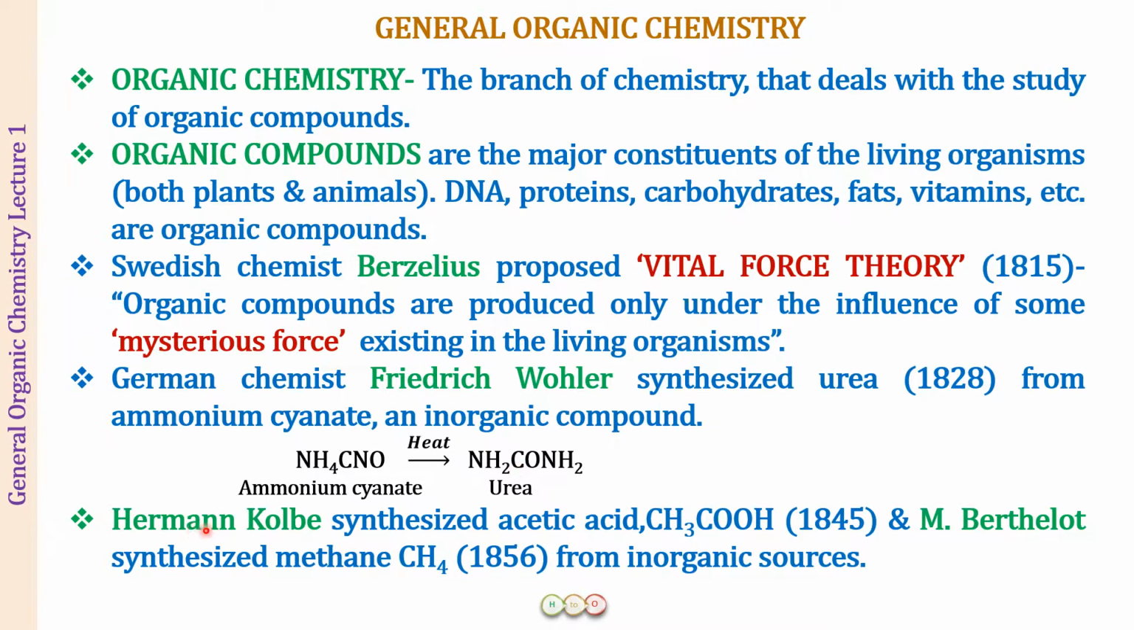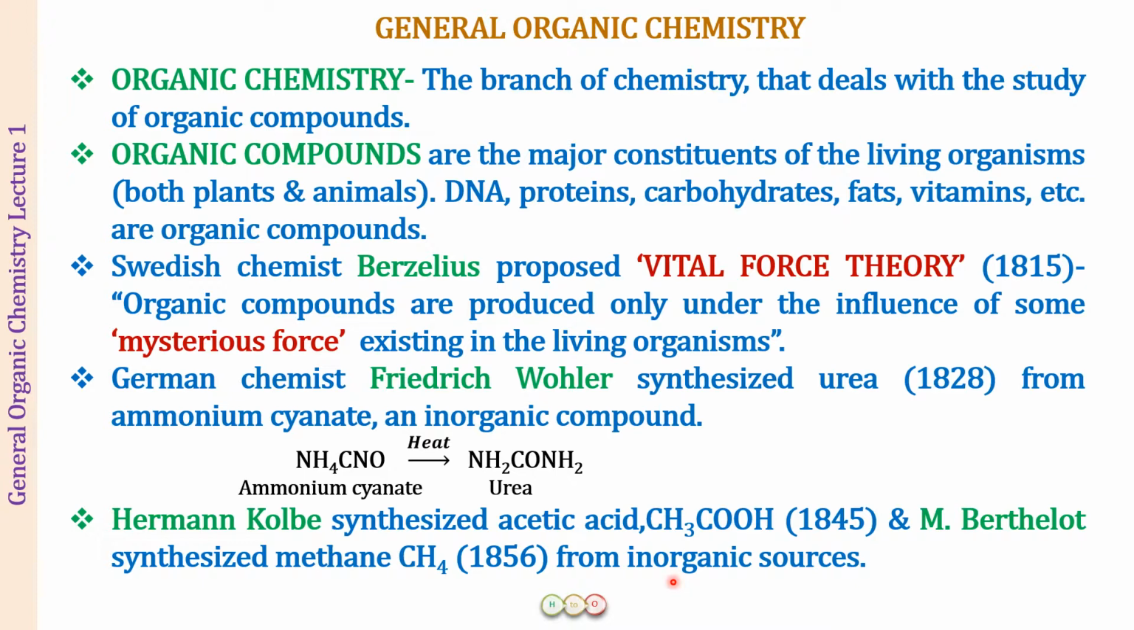For example, Hermann Kolbe, in the year 1845, synthesized acetic acid, CH3COOH, and M. Berthelot synthesized methane, CH4, in the year 1856 from inorganic sources. Then further, more and more organic compounds started being synthesized, and we now have millions of organic compounds. The definition of organic chemistry also had to be changed because we can get them from inorganic sources as well.